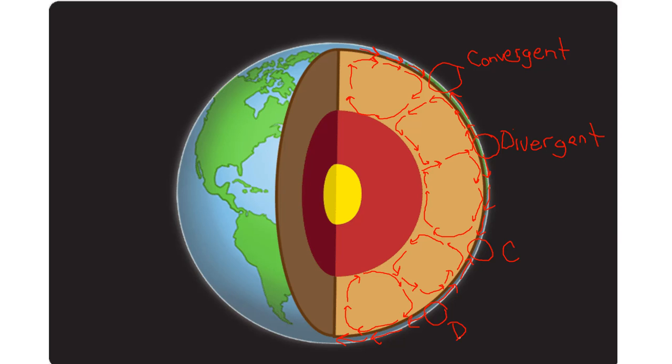So your next activity is going to ask you to look at some mantle convection and figure out what you can predict will happen on the surface. And then conversely, you'll look at some surface data and infer what's going on in the mantle. So this is just one way that geologists learn about the interior of the Earth.